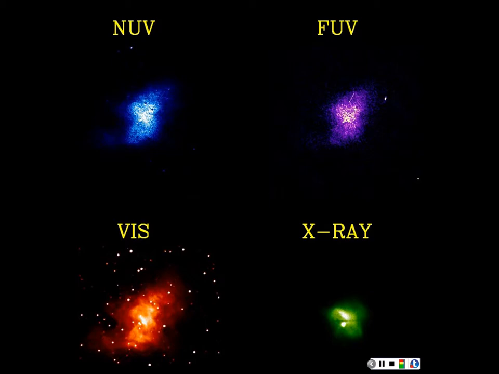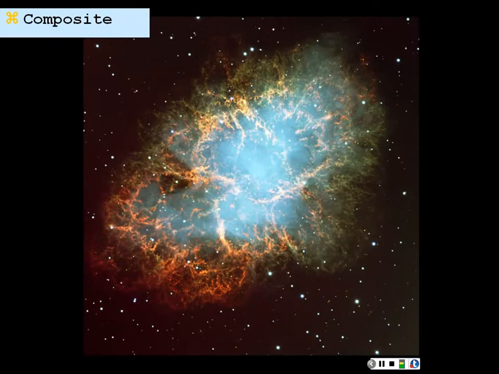And we can look at the near ultraviolet, the far ultraviolet, visible, X-ray. Combine all this electromagnetic information together, and here's a composite of that very famous object. Actually, this is a remnant of a supernova explosion that occurred in 1054 AD. Chinese astronomers recorded this event, and they said that it was so bright that the night sky was like daylight for about a month, because of this supernova explosion.